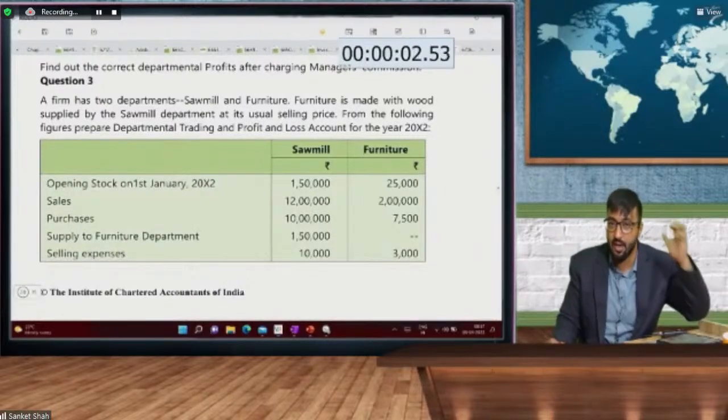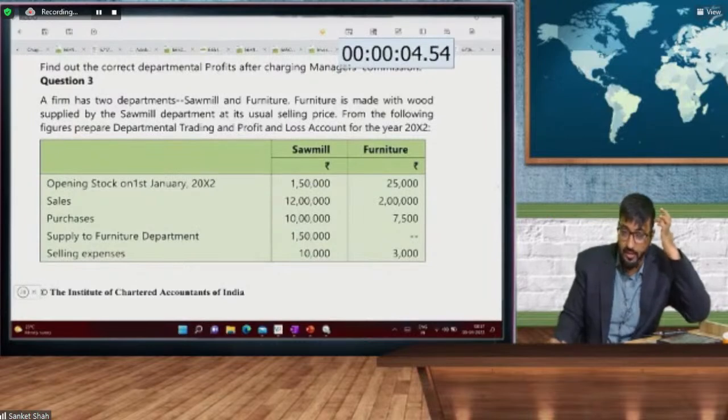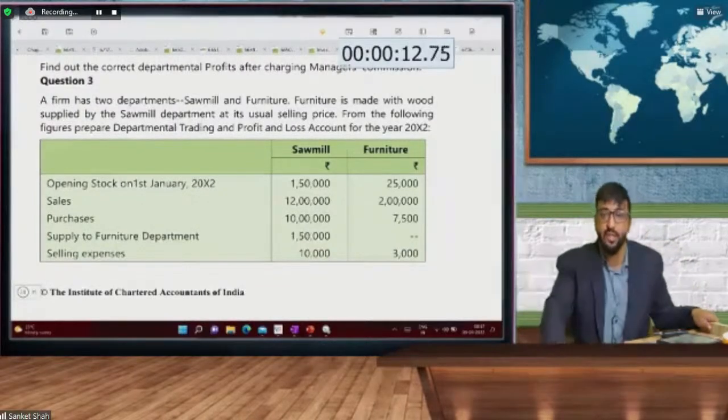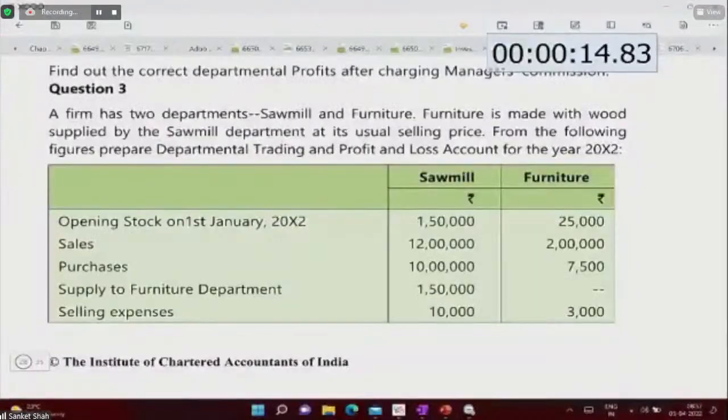Chalo, 8 minutes, start. Yes. No need to write it properly. Just write it, don't write it in detail. Okay, chalo, write quickly. It is fine if you write roughly. Chalo, sawmill and furniture. Sender. Receiver.